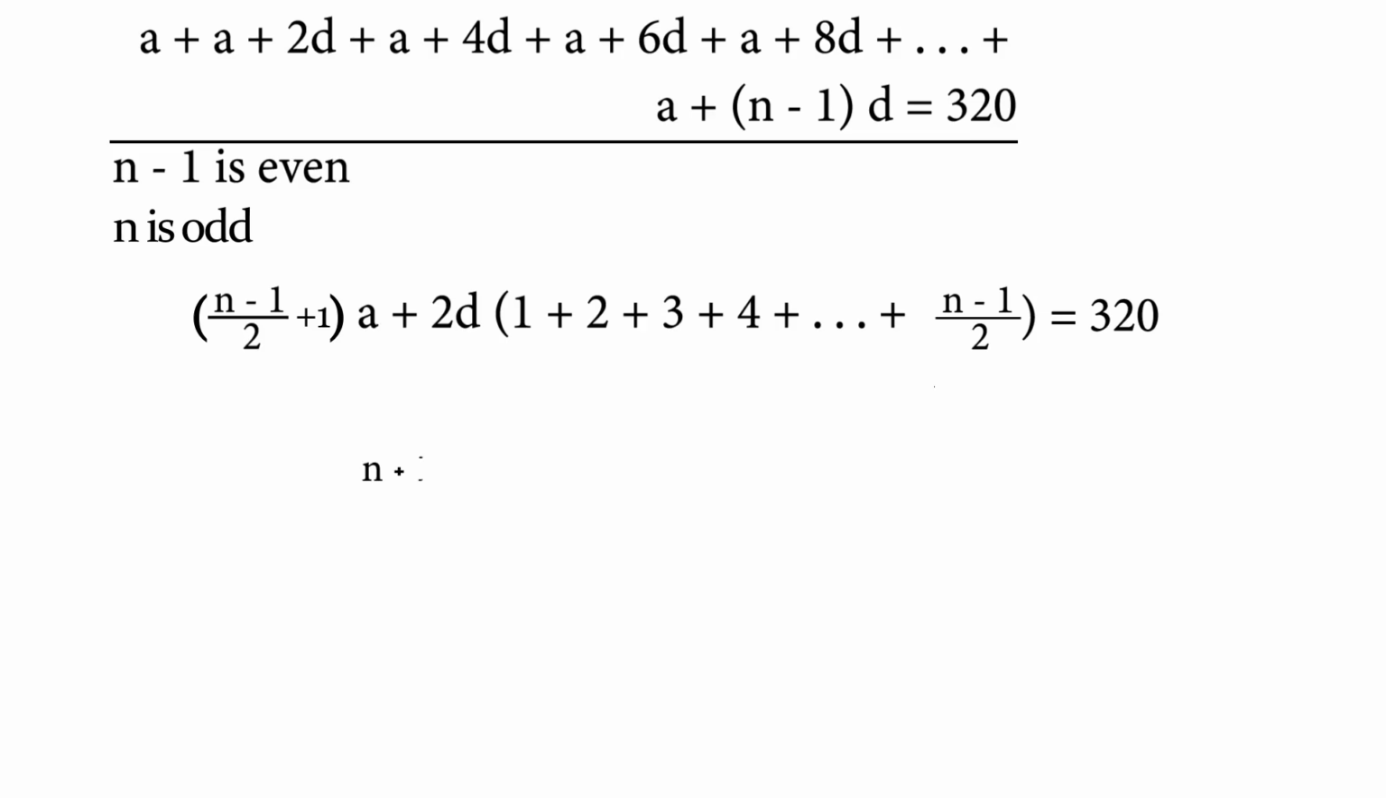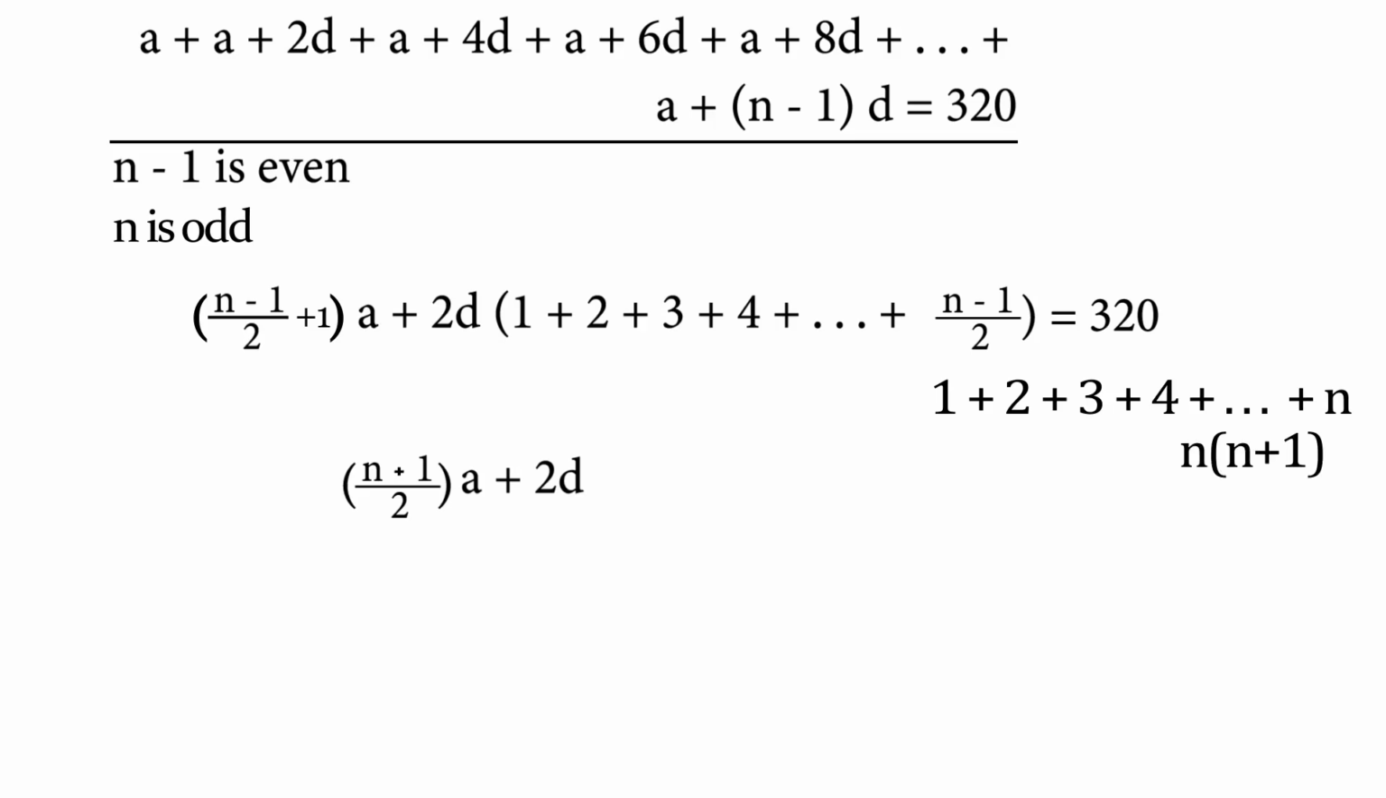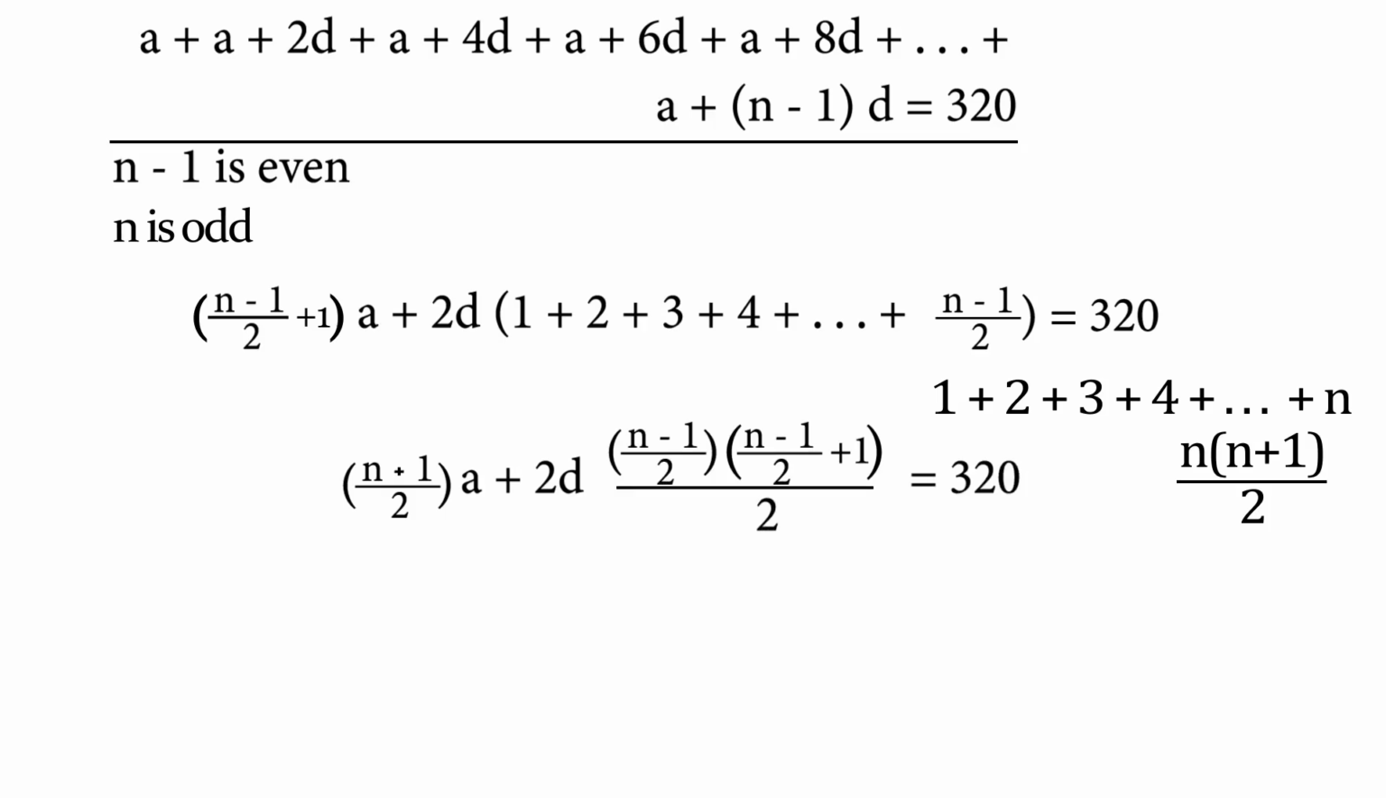This becomes (n plus 1) over 2 times a, plus 2d. As I'm sure you know, if you add up consecutive numbers, 1 plus 2 plus 3, all the way up until n, that is equal to n times (n plus 1) over 2. So using that formula, this becomes (n minus 1) over 2 times ((n minus 1) over 2 plus 1) all over 2, equal to 320.